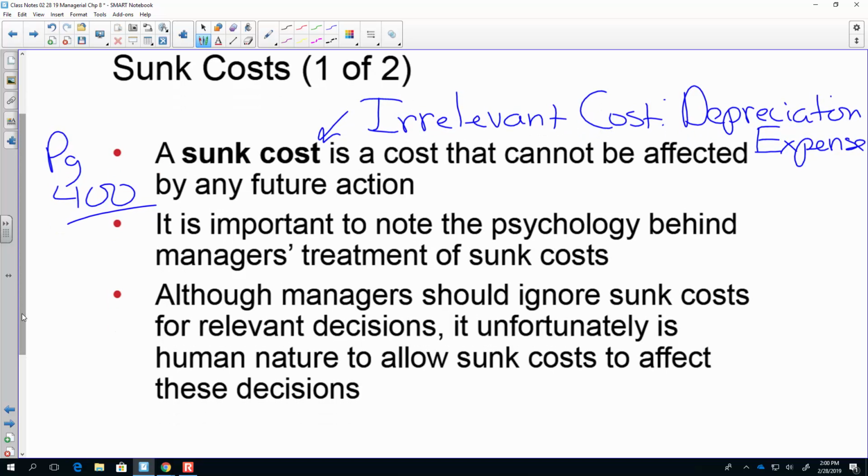It's a purchase done years ago. You have no influence on that decision or that cost. It's not future oriented. Remember, to be relevant, it has to be a future cost. Depreciation expense by its nature is something that happened years ago. So that's why we call it irrelevant.